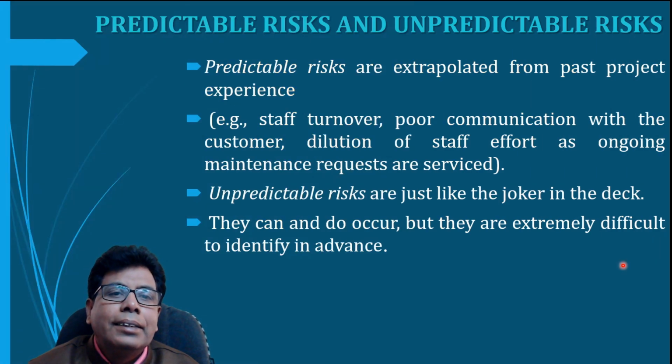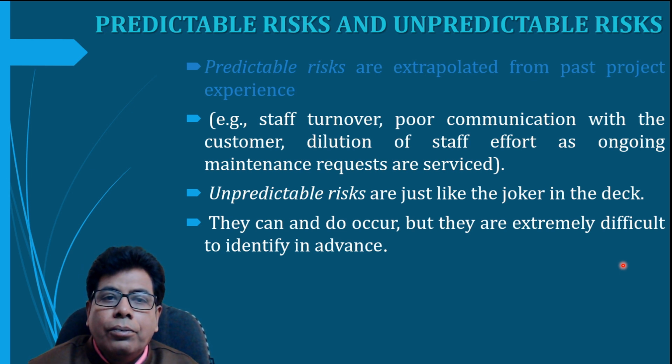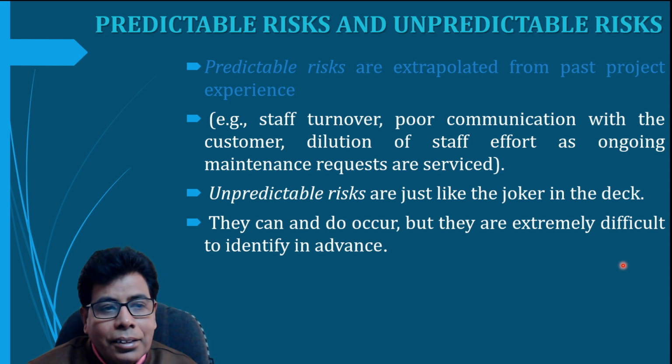Then next is predictable risk and unpredictable risk. Predictable risks are extrapolated from past project experience, for example, staff turnover, poor communication with the customer, and dilution of staff effort as ongoing maintenance requests are not serviced properly. So from the past project experience we can note these factors. These are the risky things.